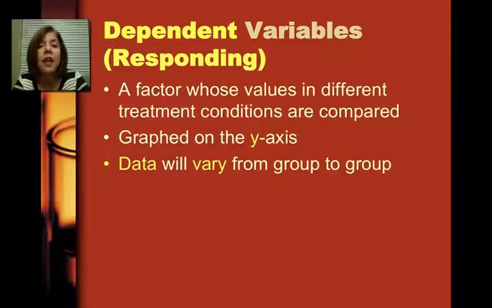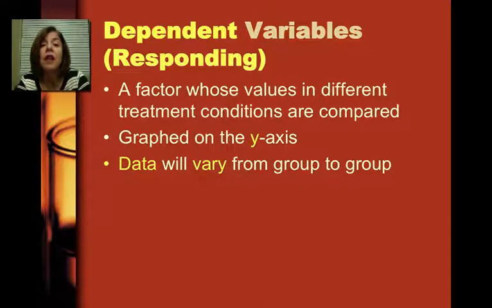So first thing is we have different types of variables. The first type of variable is the dependent variable. It's also referred to as the responding variable. This is the factor whose values in different treatment conditions are going to be compared, and these are basically the data that is going to be collected by the scientist when they're doing their experiment.